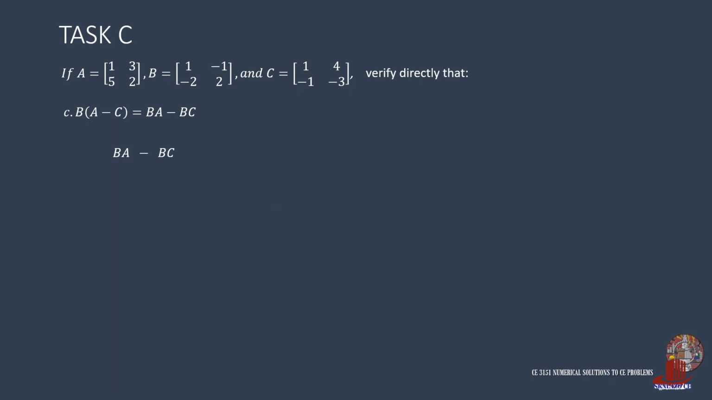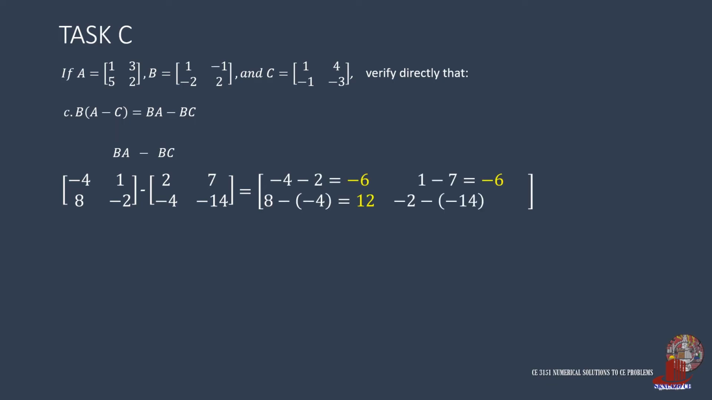Now subtract matrices BA and BC. Elements 1, 1 show negative 4 minus 2 giving negative 6. Elements 1, 2 have 1 minus 7 or negative 6. Then elements 2, 1 are 8 and negative 4 subtracted together to give 12. And elements 2, 2 have negative 2 minus negative 14 giving 12. So matrix BA minus matrix BC has the elements negative 6, negative 6, 12, and another 12. The same values of elements solved earlier. So the third task is verified correct too.